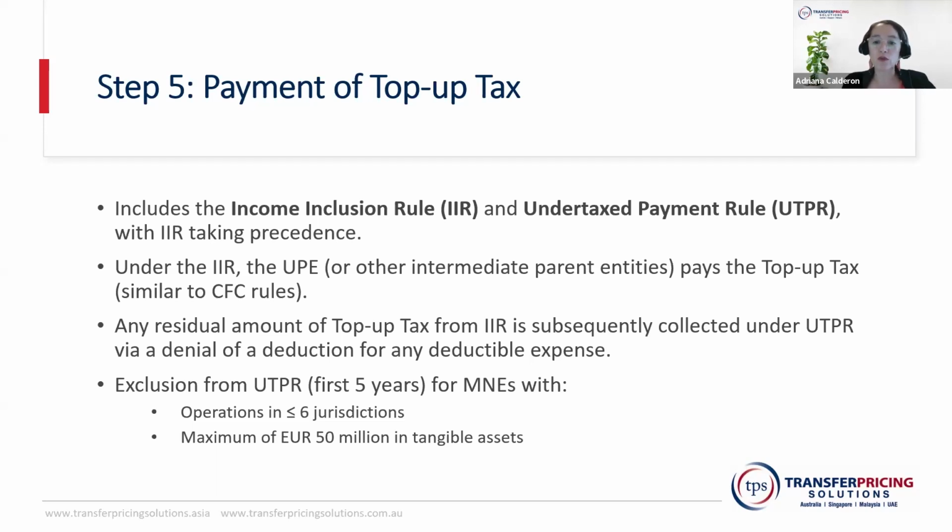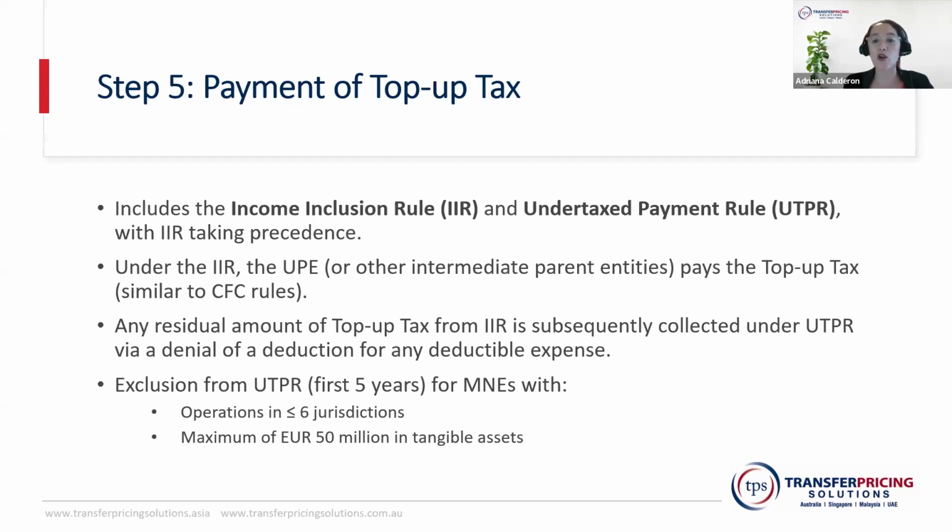The income inclusion rule aims to allow the ultimate parent company of the multinational group to be the primary liable entity for paying the top-up tax. That's probably why the majority of the countries have been very active on the implementation of the income inclusion rule, and Hon Chuan will talk about this, because it is a mechanism that allows countries to not miss out on collecting the top-up tax on behalf of the subsidiaries. And then we have the undertaxed payment rule.